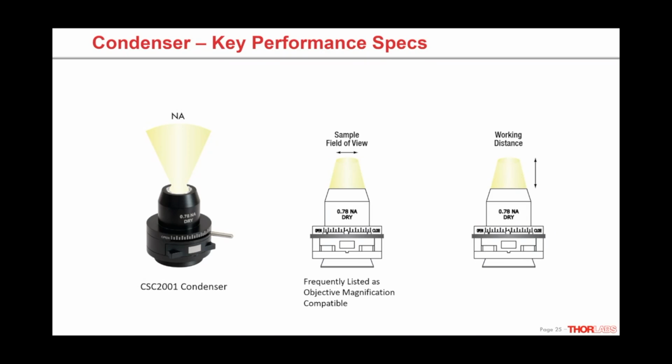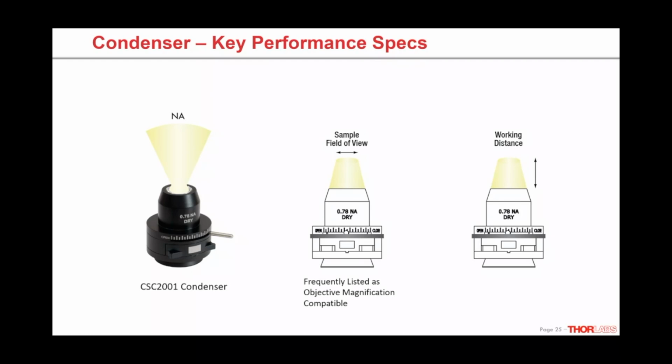Two other key specifications for a condenser are the field of view that the condenser can illuminate. This is frequently listed as compatibility with certain objective magnifications. This is because high magnification objectives typically image a small field of view in the sample, and low magnification objectives image a larger field of view and therefore require a condenser that can illuminate a larger field of view.